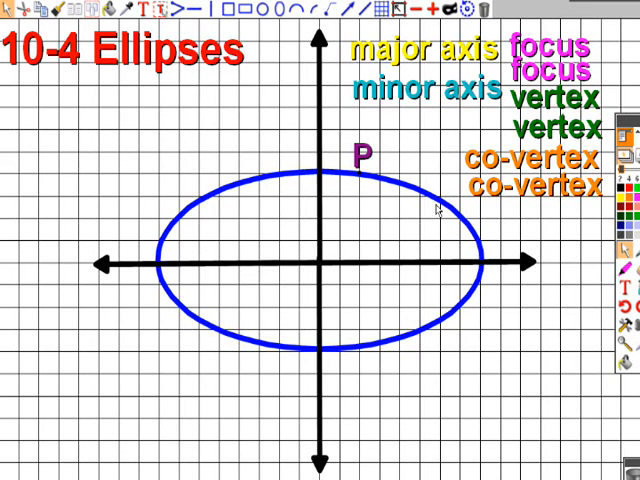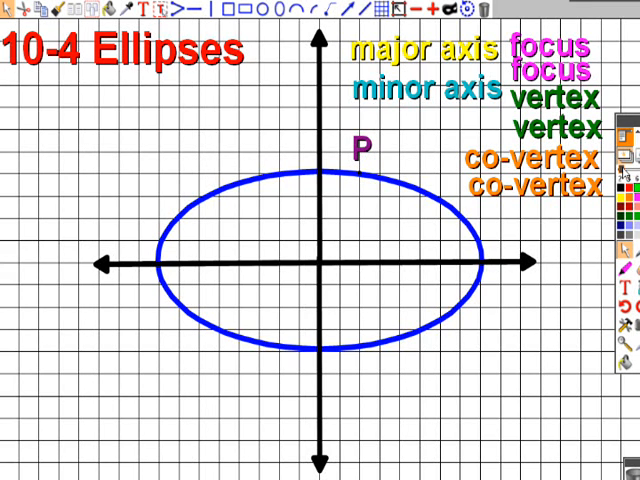Okay, so we started off with a lot of vocabulary here in 10.4 about the ellipses. They define an ellipse as a set of all points P such that the sum of the distance between P and two distinct fixed points called the foci is constant. So what they mean is that the set of all points P just means any point P along this ellipse. Okay, so it can be any point, not just here.